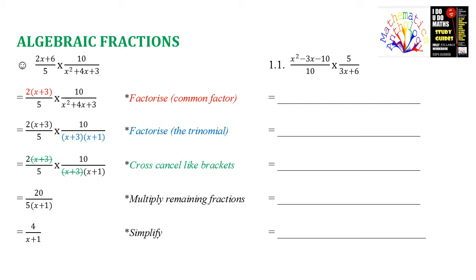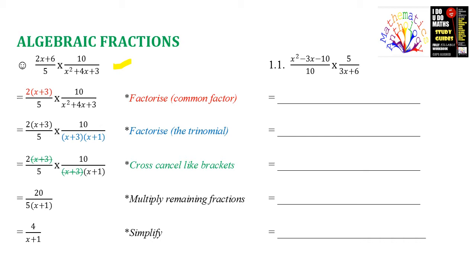Let's look at algebraic fractions now. We are given 2x plus 6 all over 5 multiplied by 10 over x squared plus 4x plus 3. Now the instruction here is to simplify this. We need to work with each section of each fraction separately.